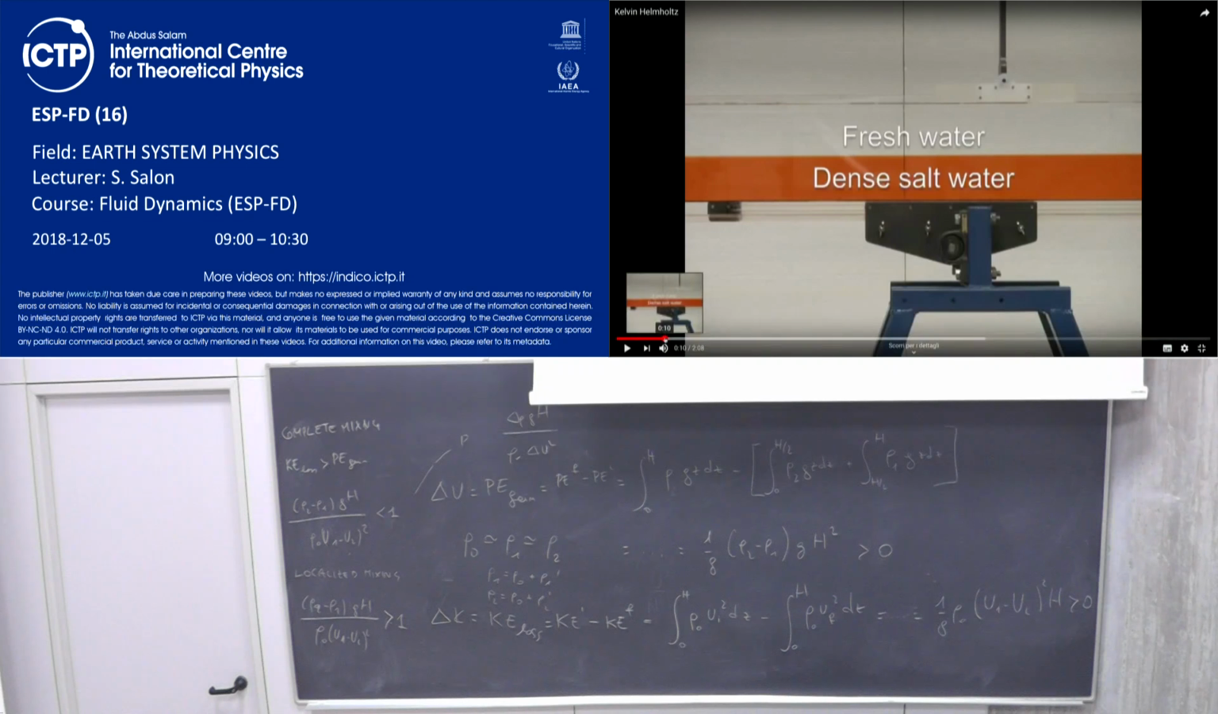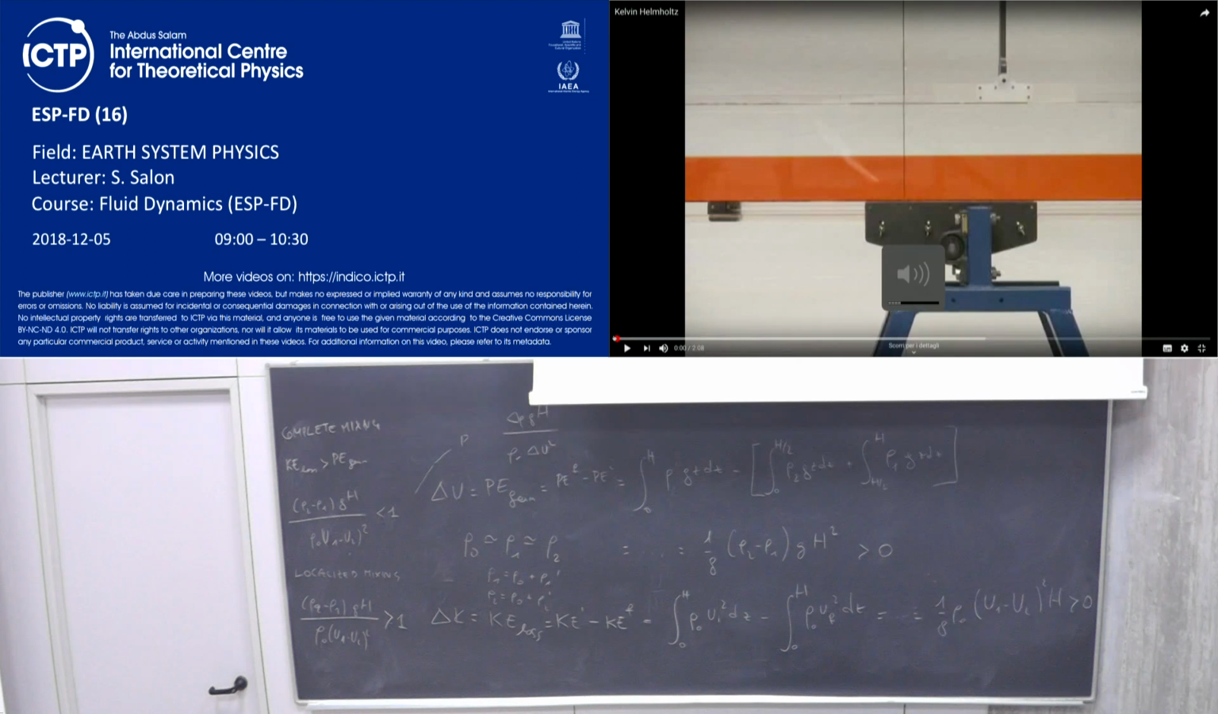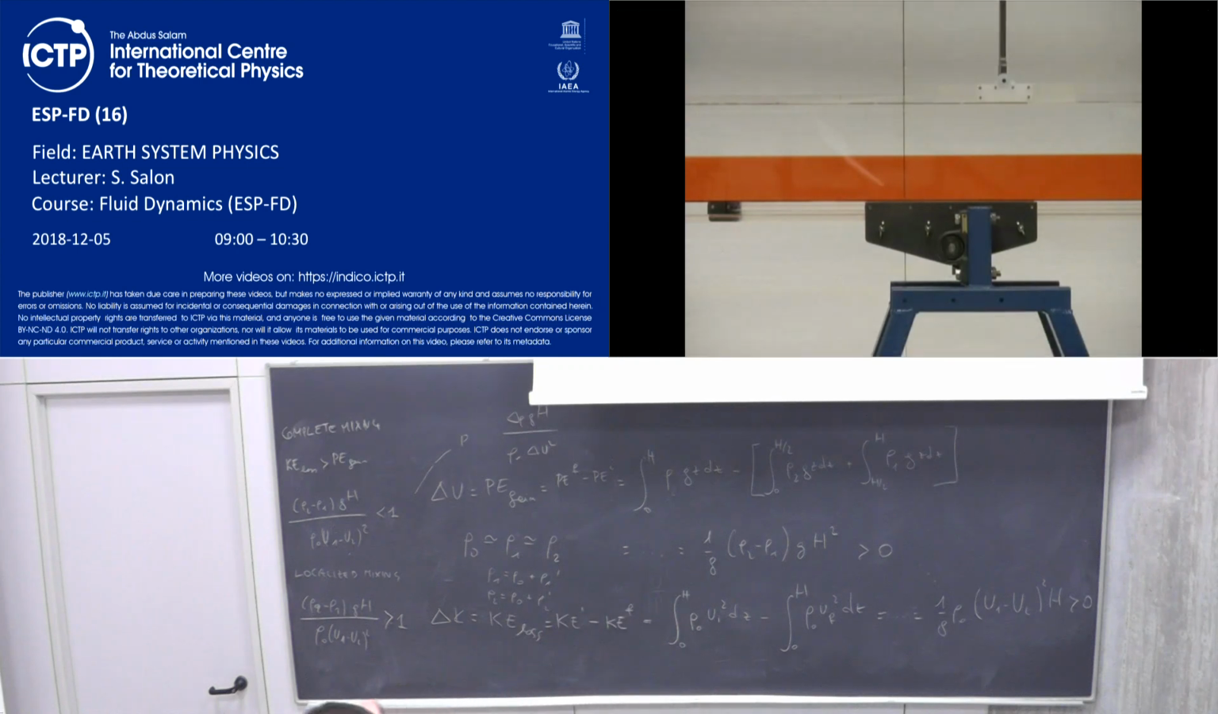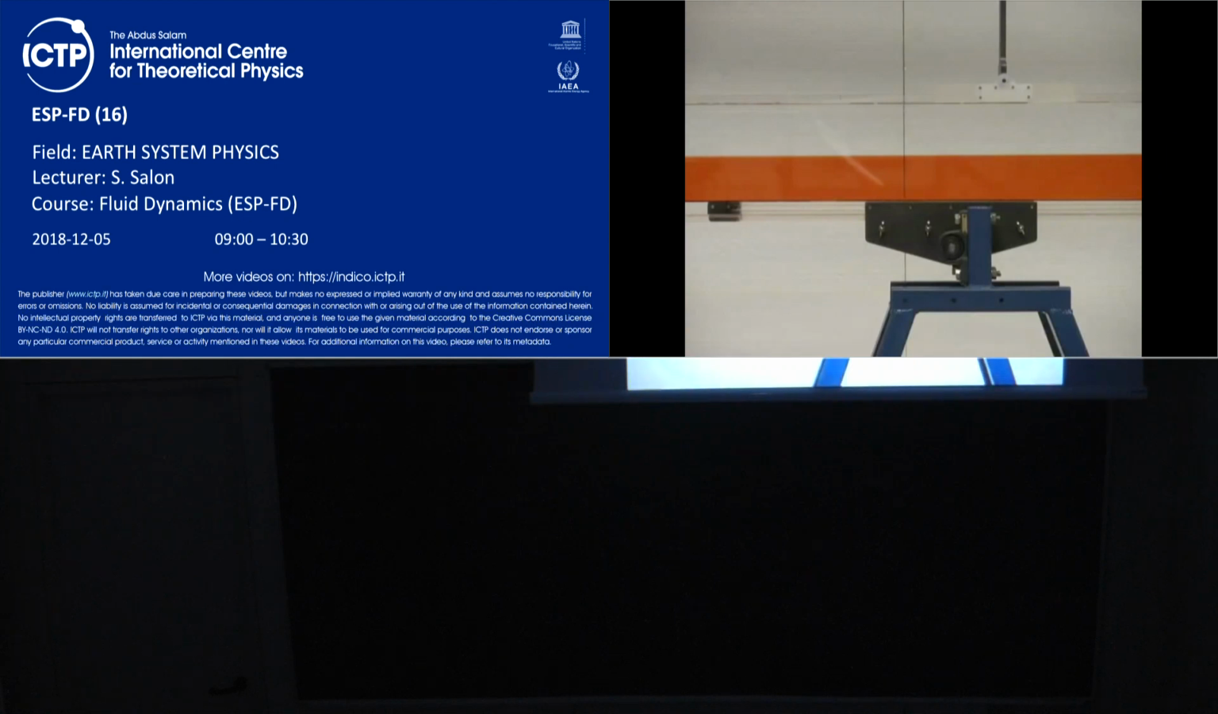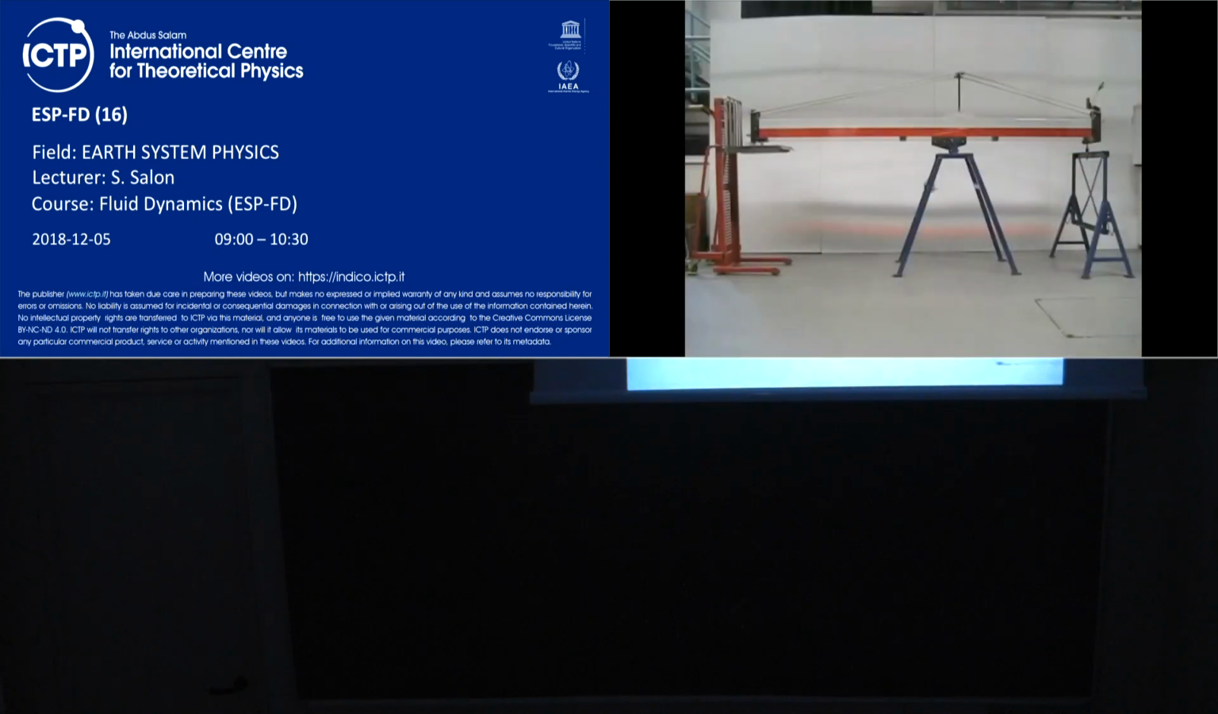Okay, this is a very nice experiment which shows you the Kelvin-Helmholtz instability of a shear layer between two layers of fluid. It begins with a clear layer of fresh water on top of a denser red-dyed layer of salty water, Rho1, in a long horizontal tank.